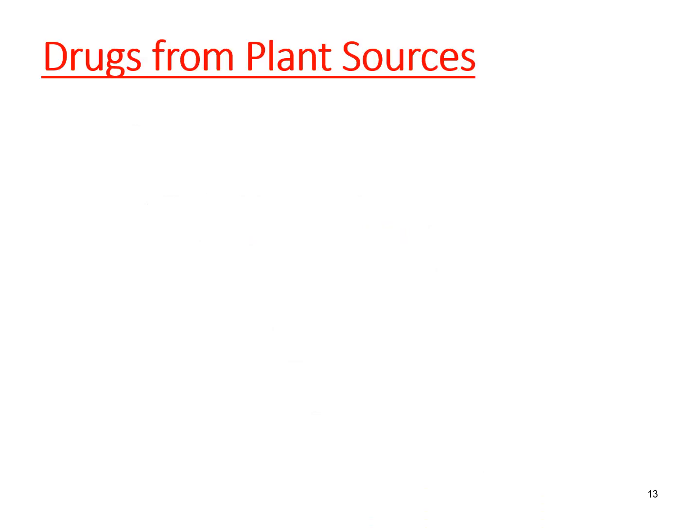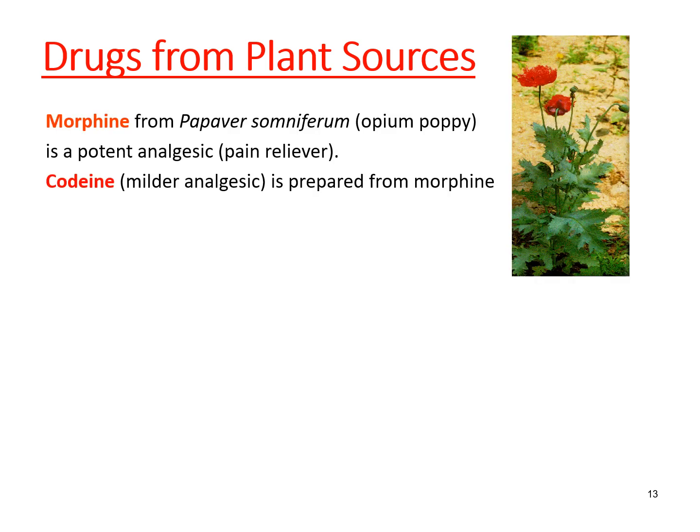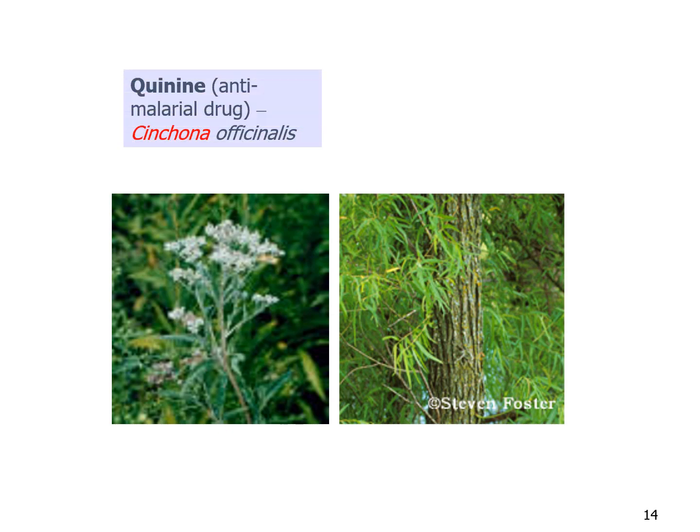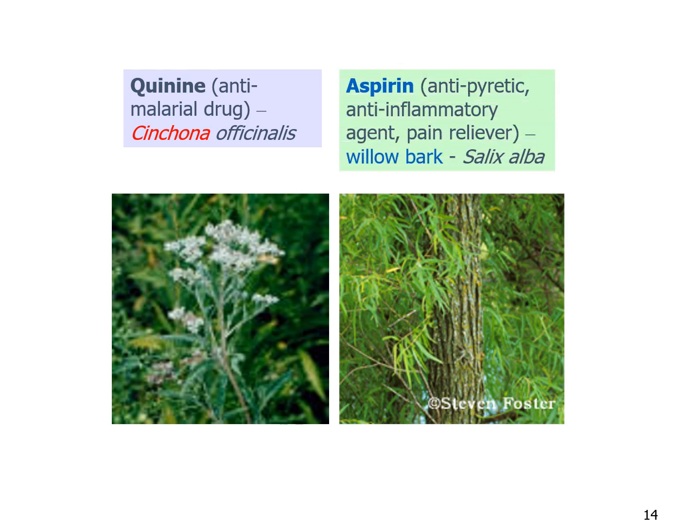So far, plants have been the largest source of the drugs that we have today. For example, morphine is obtained from the opium poppy and is a potent analgesic, which means it's a pain reliever. Codeine, which is a milder analgesic, is prepared from morphine. Reserpine was used for the treatment of high blood pressure. Quinine, an anti-malarial drug, was obtained from cinchona. And aspirin, which we all are very familiar with, was obtained from willow bark.